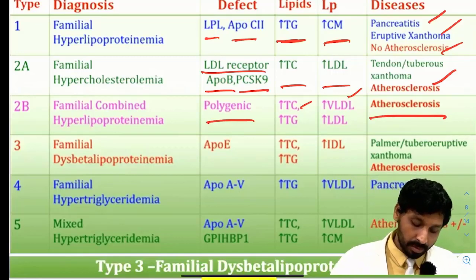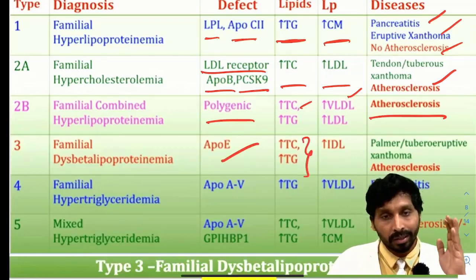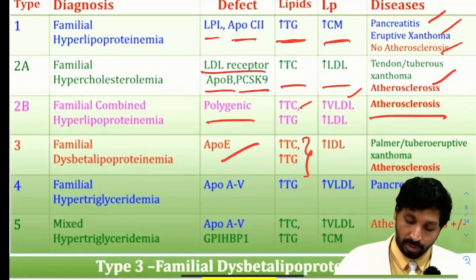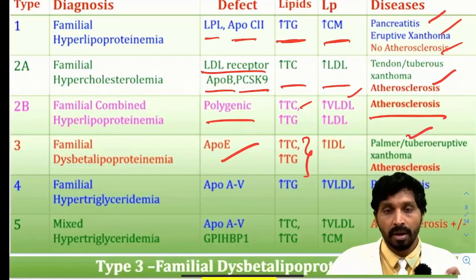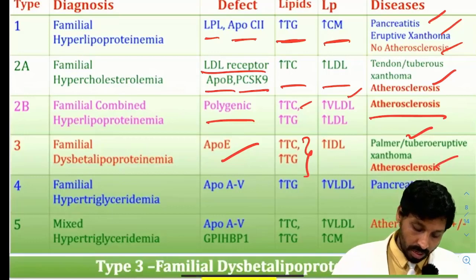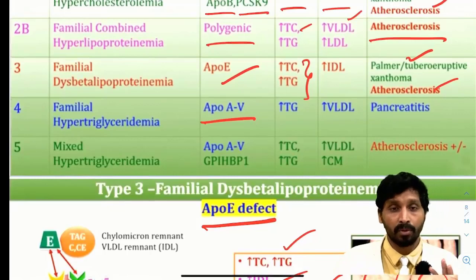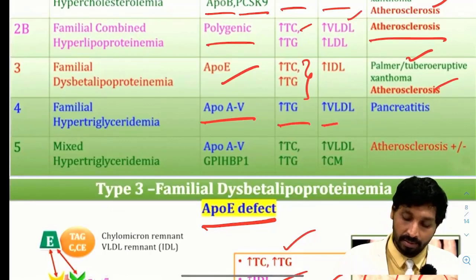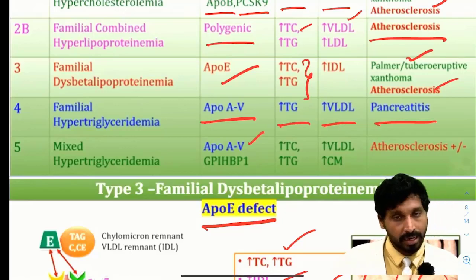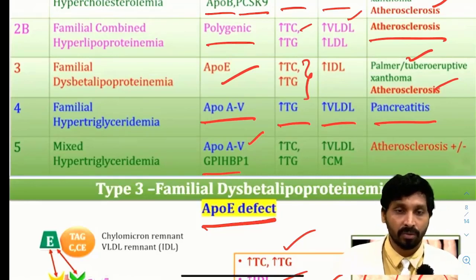And familial dysbetalipoproteinemia, ApoE deficiency: here again both total cholesterol and triglyceride levels are increased, with increased levels of intermediate density lipoprotein you can make out. Here you can make out palmar and tuberoeruptive xanthoma, and atherosclerosis also you can note down. And familial hypertriglyceridemia, ApoA5 will be deficient, so increased triglyceride levels, increased VLDL levels, leading to pancreatitis. Mixed hypertriglyceridemia, ApoE again, and the gene GPIHBP1 is the main reason behind this.